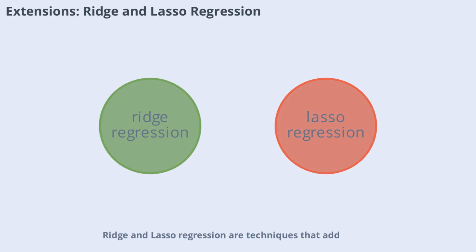Ridge and lasso regression are techniques that add penalties to the regression coefficients to prevent overfitting, especially when you have many predictors. Ridge regression shrinks coefficients toward 0, while lasso can set some coefficients exactly to 0, effectively selecting variables. These methods are valuable when dealing with high-dimensional data.